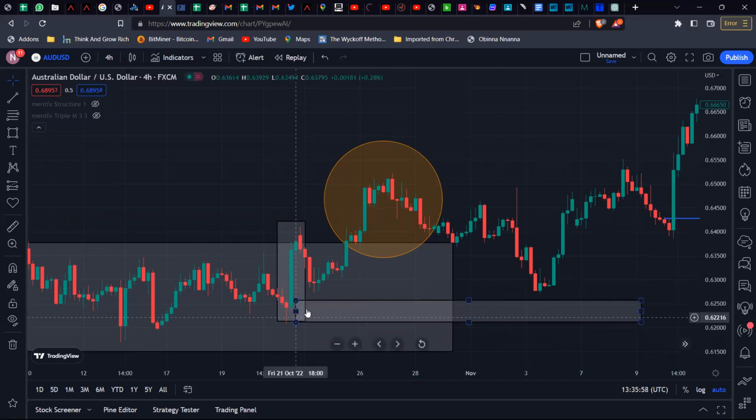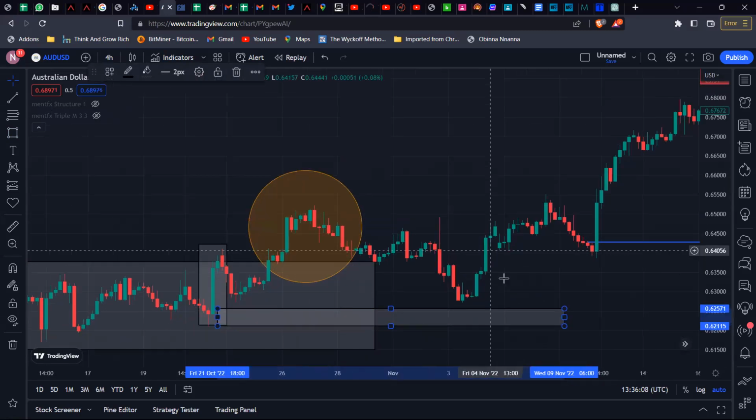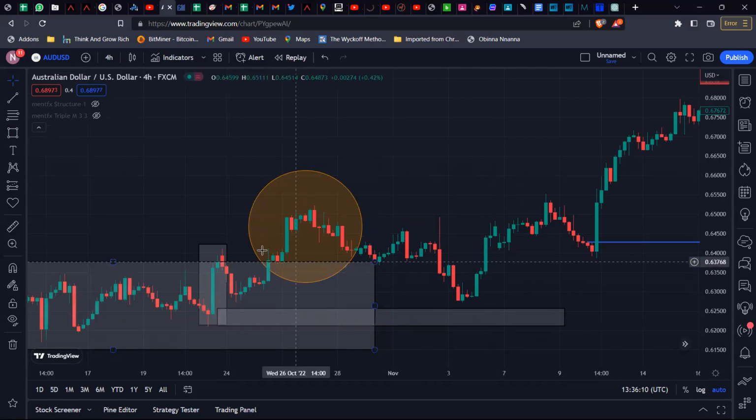So you can see that area there. An order block was left because there's an imbalance here. The market came back, filled it partially, and then we had this breakout of here. Now, what happened after that is this. You can see that price came back.